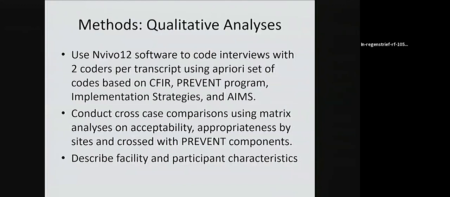Because we have an N of 6, our analyses are limited to conducting cross-case comparisons. We use matrix analyses, looking at acceptability and appropriateness by sites. We also cross with the specific PREVENT components. And finally, I'd also describe facility and participant characteristics.